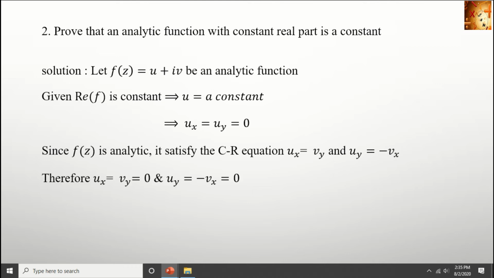Therefore, ux equal to vy, which is equal to 0, and uy equal to minus vx, which is equal to 0. From that we get vx equal to vy equal to 0, which means v is a constant. So u and v are constants. Hence f equal to u plus iv is a constant function.